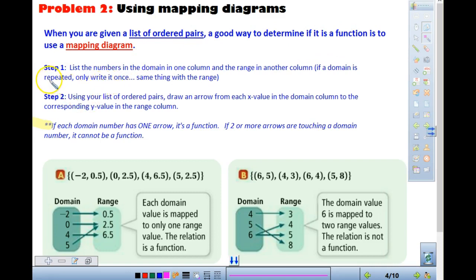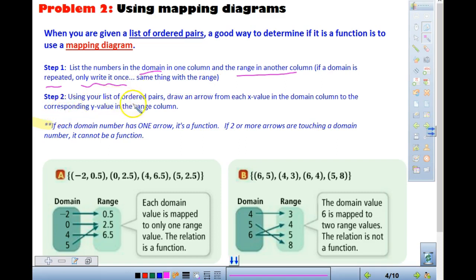And in a mapping diagram, the first step you're going to do is list all the numbers in your domain. So our domain is simply the X values. So in one column, and then put the range in another column. Domain, it says if the domain is repeated, you will only write it once. Same thing for the range.